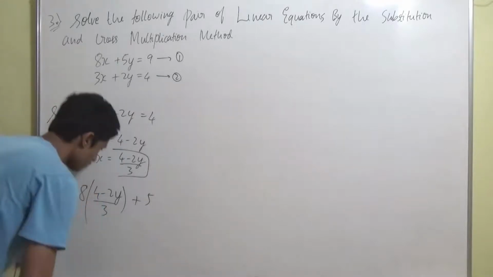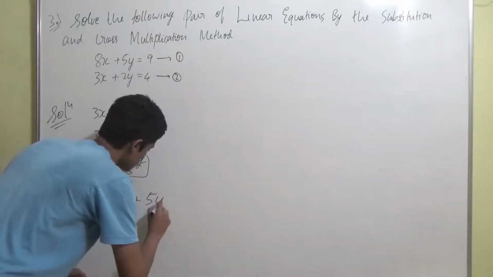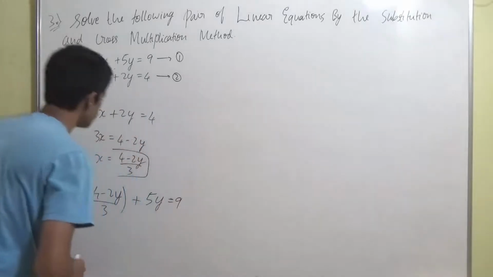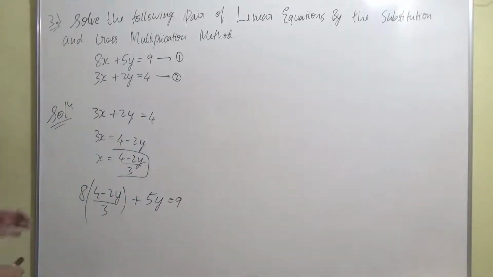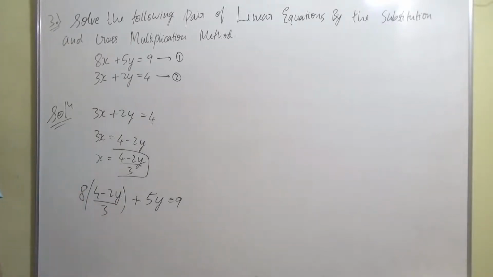Plus 5y equal to 9. So this is the first equation, guys. So we got an entire equation with only the y variable. Let us expand it and solve it.